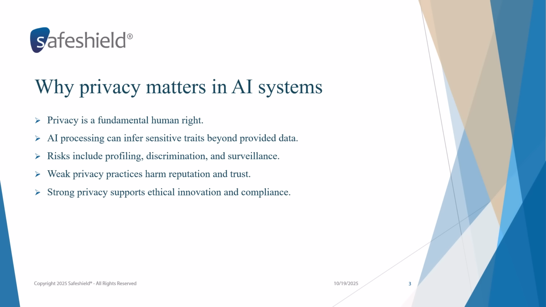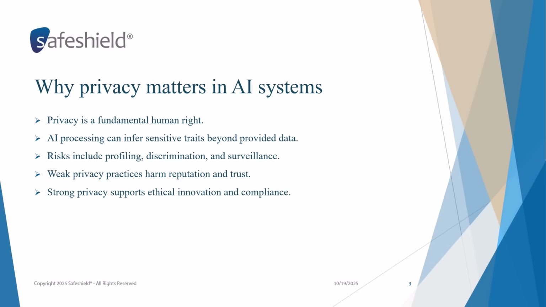For example, an AI model analyzing social media activity can infer political opinions, health conditions, or religious beliefs, often without the person's knowledge or consent. Such uses can have serious consequences, including unfair treatment in employment, insurance, or access to services. From an organizational perspective, weak privacy practices can lead to regulatory penalties, reputational damage, and erosion of customer trust.